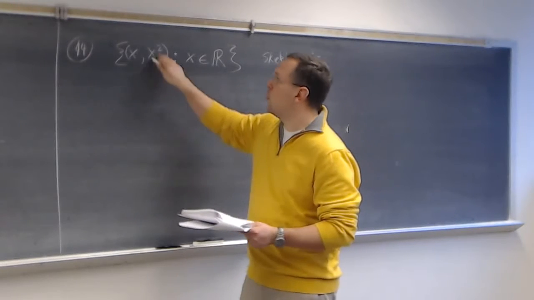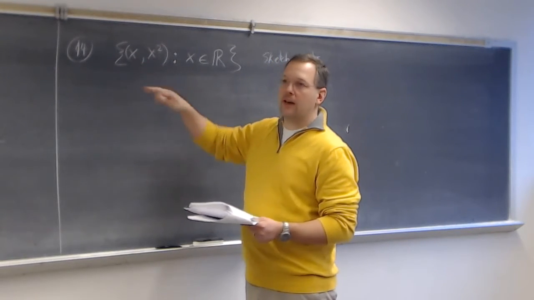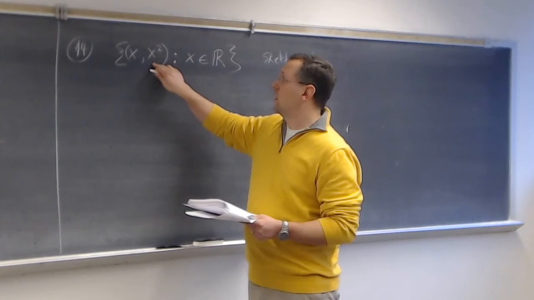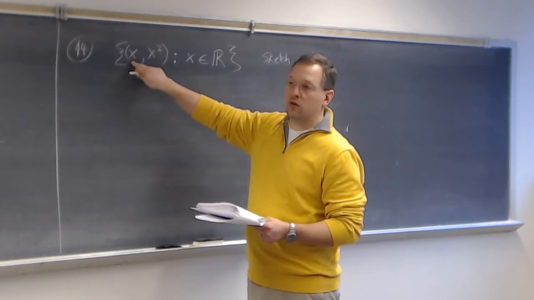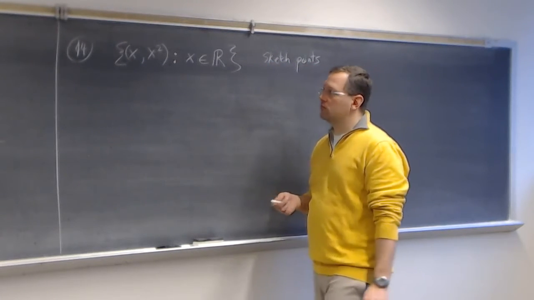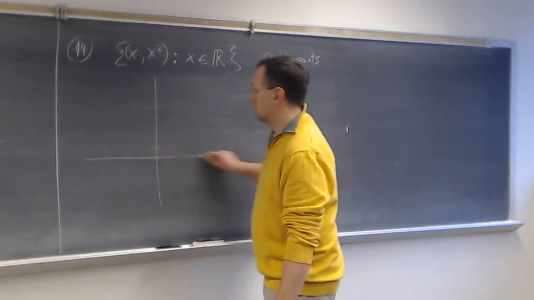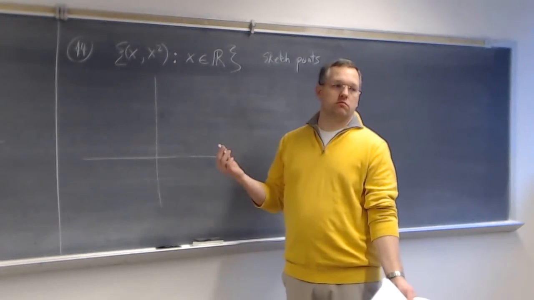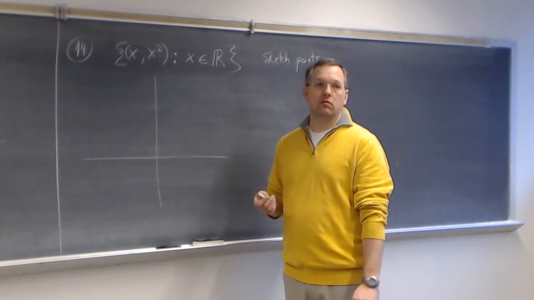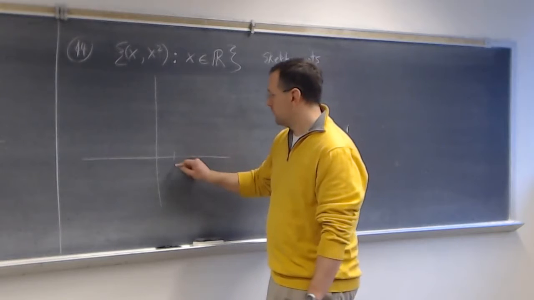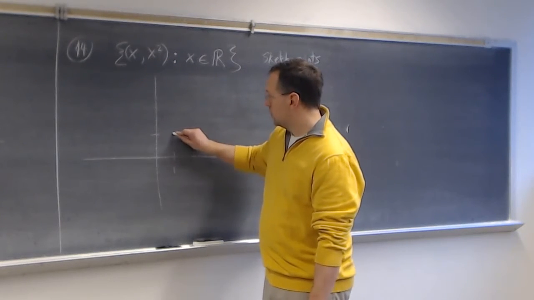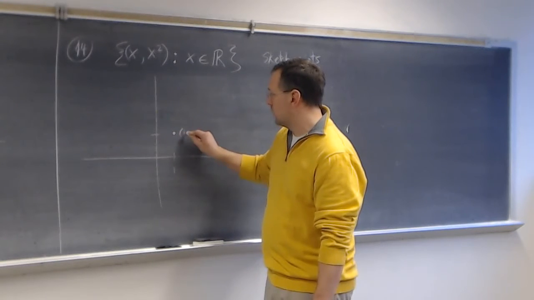Think of this as points in the plane. The x-coordinate can be any real number. The y-coordinate, the second coordinate here, is the square of the first coordinate. So maybe we should start with just a few points. x can be any real number. What about 1? If x was 1, what would x squared be? 1. So the point 1, 1 is actually in this set.